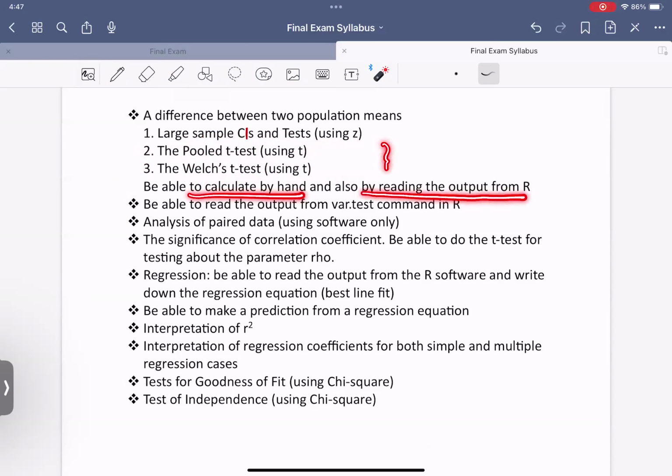The calculation can be tedious because the numbers that you plug in are going to be a little bit messy, but you should know how to plug in the concept. I think in the final exam we are not going to ask you to do the tedious calculation, but sometimes it's going to be a concept question.